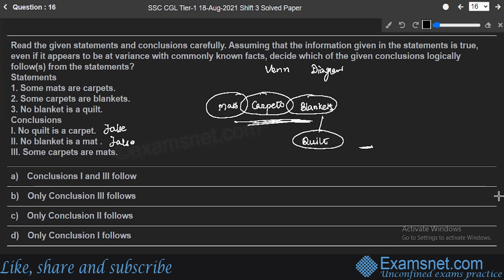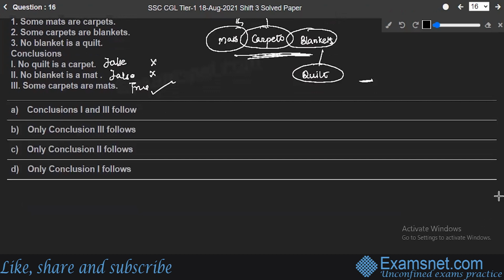Third is some carpets are mats. This is true. Yes, some carpets are mats. This is already given and this is true. So that means one is incorrect, second is incorrect, only the third one is correct, which is option B. So only conclusion 3 follows, that is option B is the correct answer to the question.